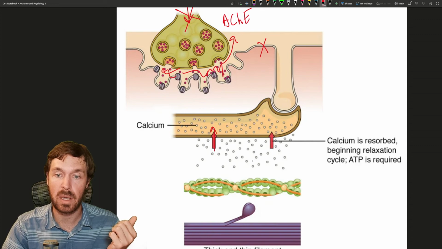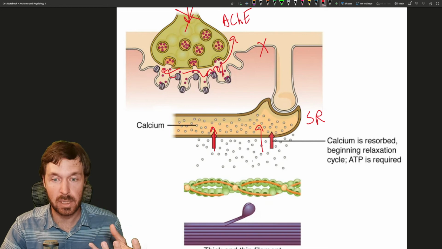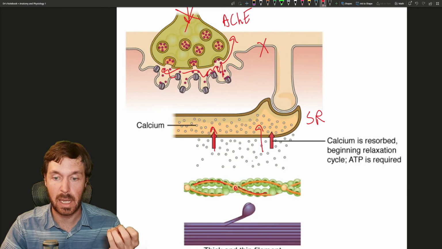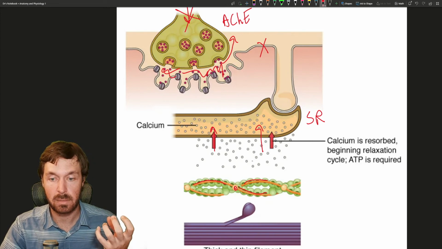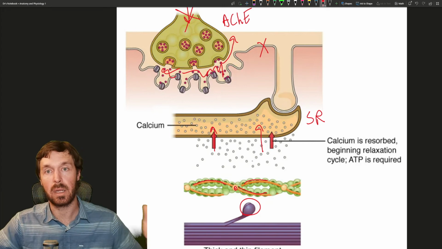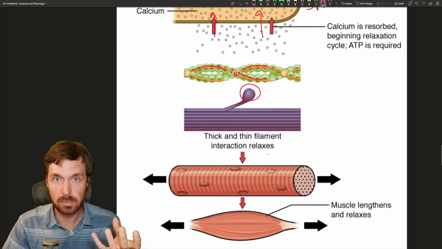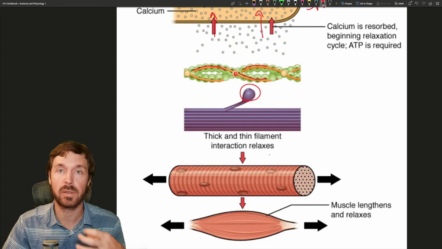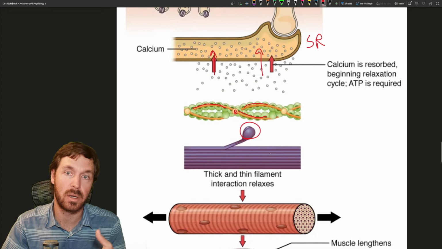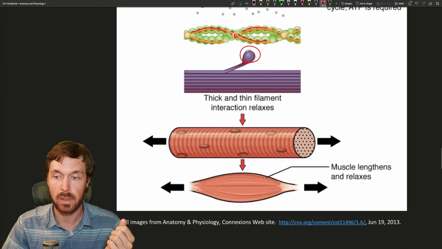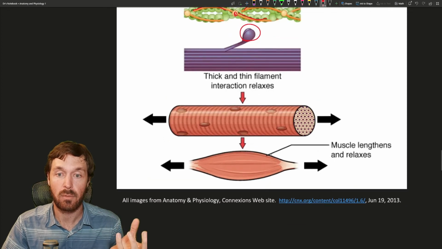No action potential being sent down that muscle cell means no more calcium is being released. So calcium ends up being reuptaken into the SR, that sarcoplasmic reticulum. No more calcium is bound to troponin, and that tropomyosin then blocks the binding sites again. If those binding sites are blocked, the myosin heads can't bind, and you get an elongation and relaxation of that muscle. Now, all of this also takes energy. So after you're done using a muscle, there's still additional oxygen required to get the calcium stores back and reset that muscle. But then the muscle lengthens and relaxes.